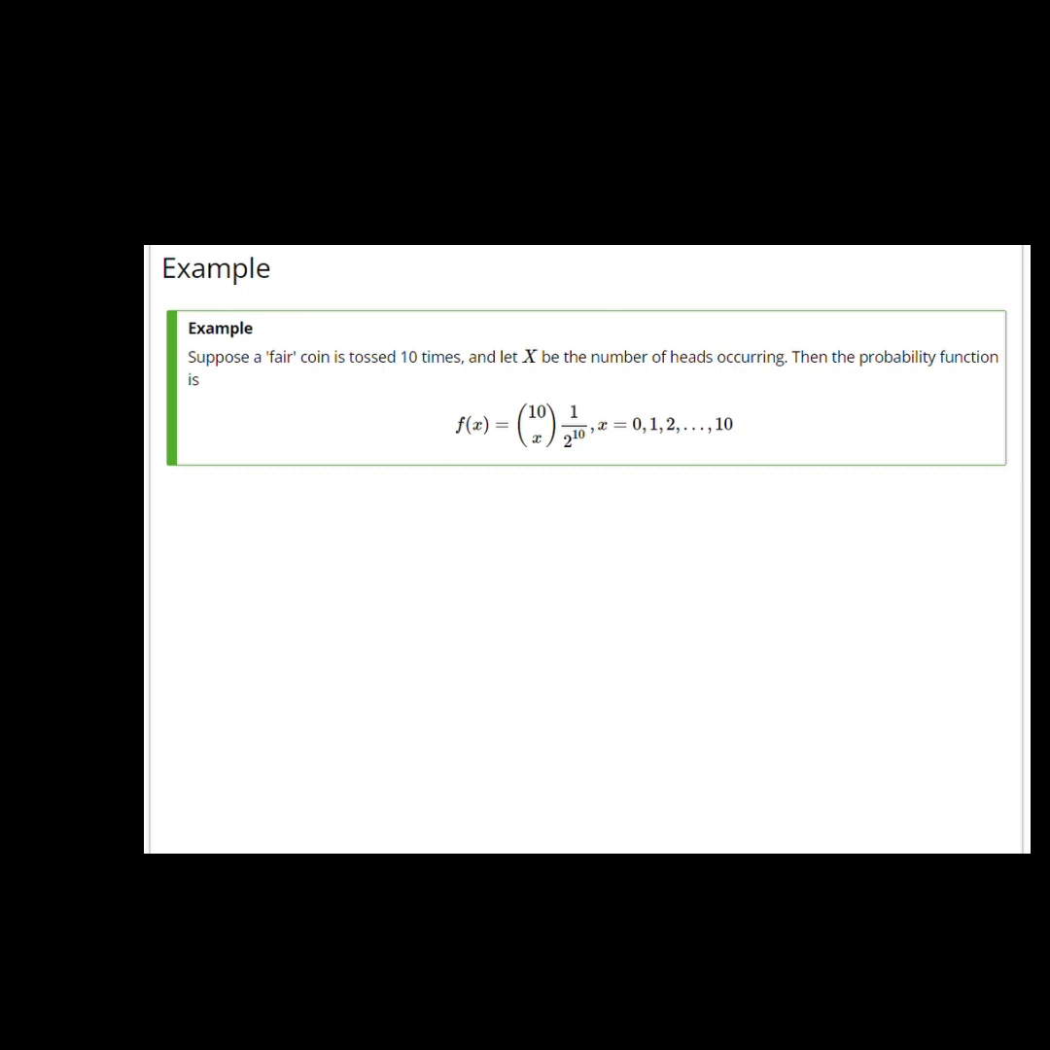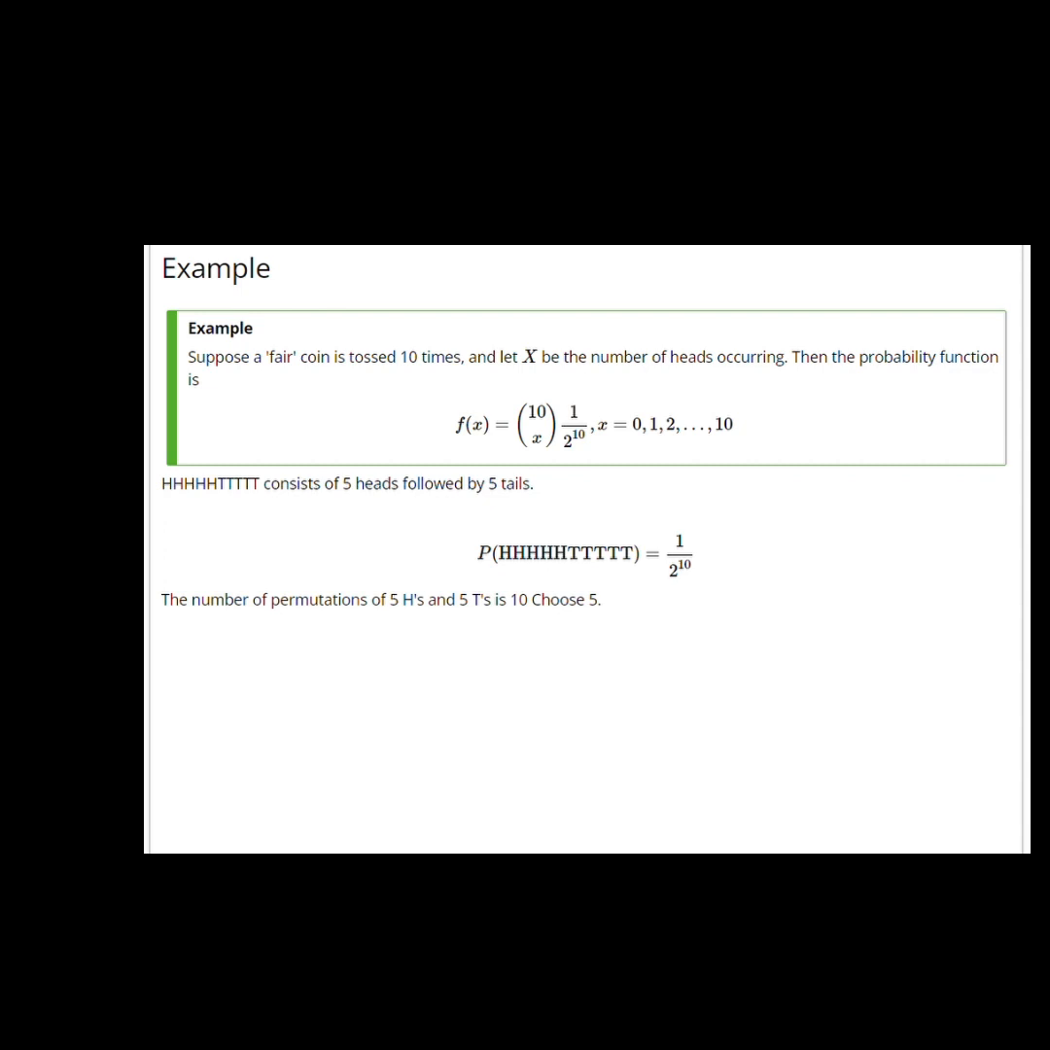But how many such sequences are there that have exactly 5 H's and 5 T's in them? We're looking at sequences of 10 letters, 5 H's, 5 T's. How many ways can we permute those letters? It's simply the number of ways we can pick locations for those 5 H's: 10 choose 5. And in general, if I had a total of x heads, H's, in a sequence, there would be 10 choose x such sequences. The probability that capital X equals little x, the probability function for the random variable X, is 10 choose x times 1 over 2 to the power 10.